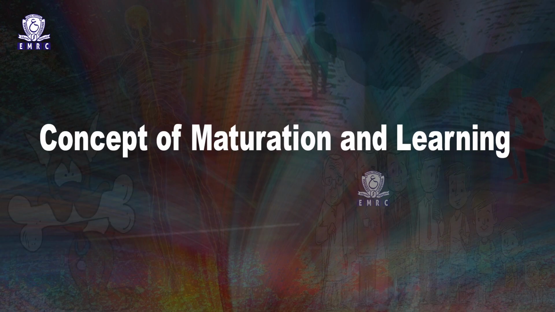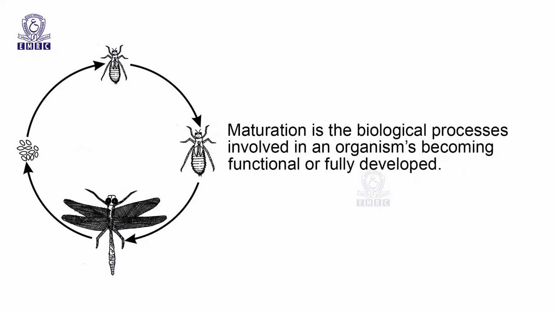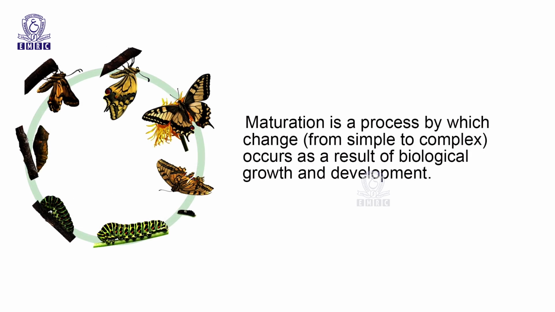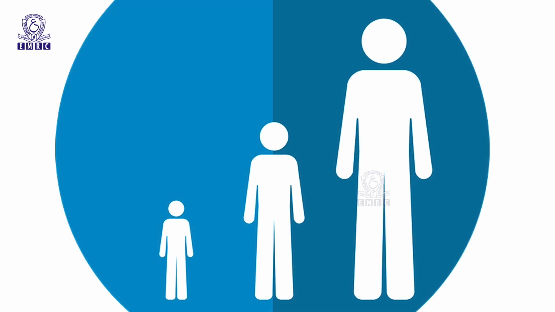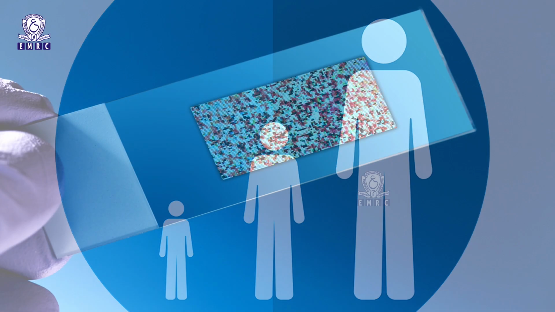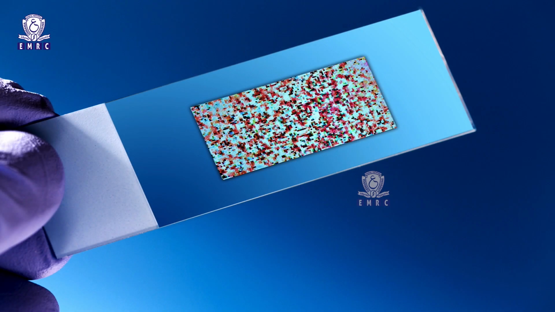Concept of maturation and learning. Maturation is the biological processes involved in organisms becoming functional and fully developed. Maturation is a process by which change from simple to complex occurs as a result of biological growth and development. It refers to the changes that follow an orderly sequence and are largely dictated by the genetic blueprint, which produces commonalities in our growth and development.